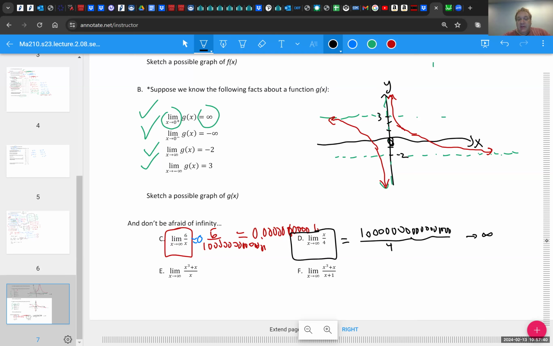All right, last couple of examples here. I have a fraction here. We can use our algebra to simplify this fraction. Notice that when I have infinity on the top, I have something like infinity cubed plus infinity divided by infinity.